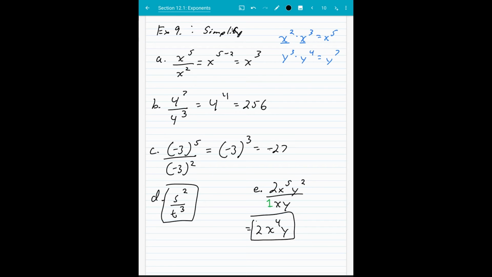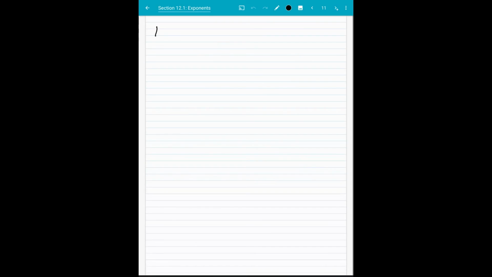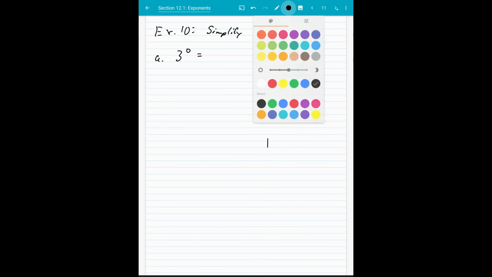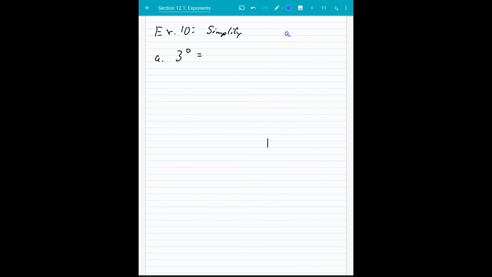So again, that was another property of the quotient rule. Okay, so now we got one more rule to go over, which is the zero exponent rule. It's example 10. Again, simplify. So a has 3 to the 0 power. The rule is, if I have some kind of base to the 0 power, it's always going to equal 1 as long as a does not equal 0 as well.